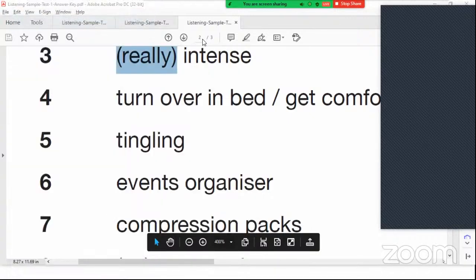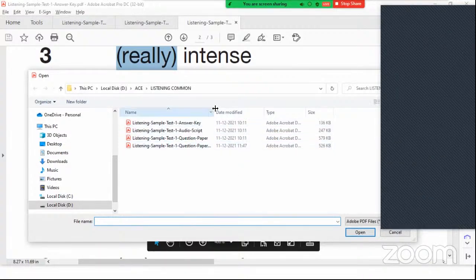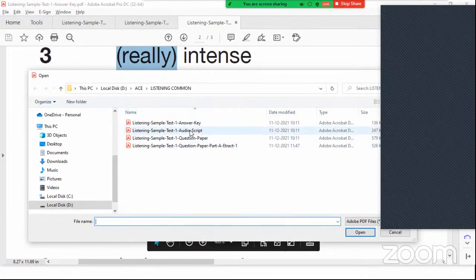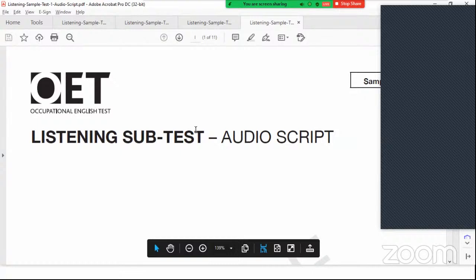Okay. Open audio script. It's very clearly spoken.